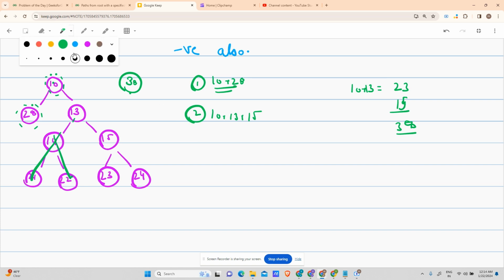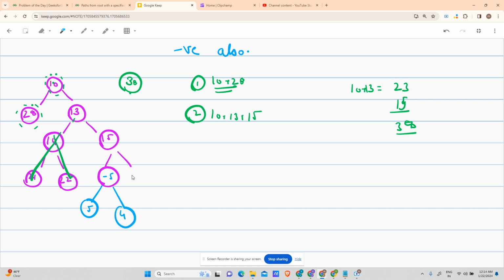But as I mentioned in the note, it can be a possible case that instead of 23 and 24, it is minus 5 here, connected to a 5 and a 4. In that case, 10, 13, 15 is an answer, but minus 5 plus 5 will also give me 0, and it will remain the same 38. So my third answer in that case would be 10 plus 13 plus 15 plus minus 5 plus 5. This would also be my path. So how do we approach it?